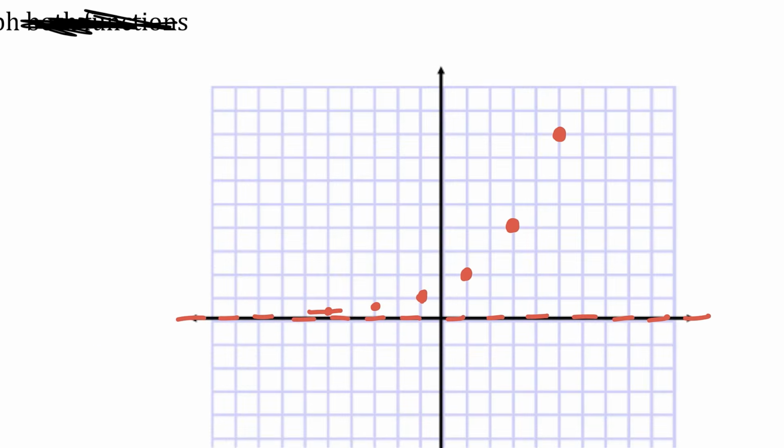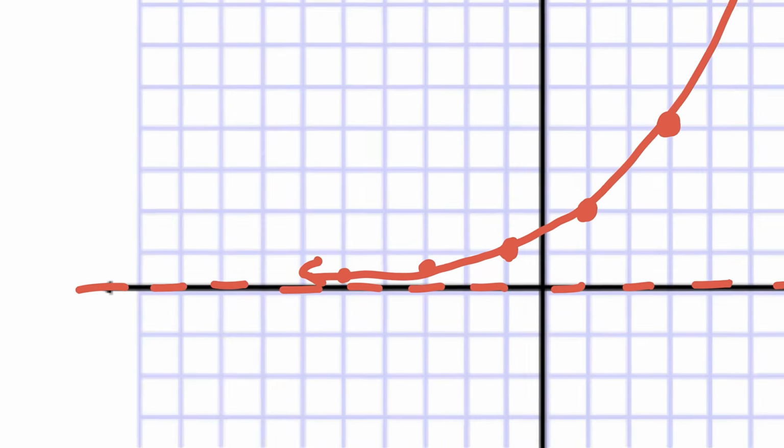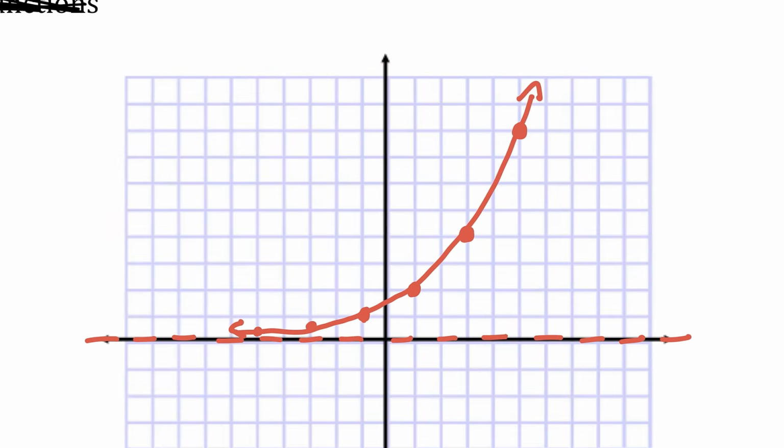If I connect these points with a curve, making sure not to cross the asymptote, just show that I'm continually getting closer and closer and closer to it. And make sure I label this function g at x. And I have arrows on the end of this function in both directions, showing it continues in both directions. There's the g at x function.